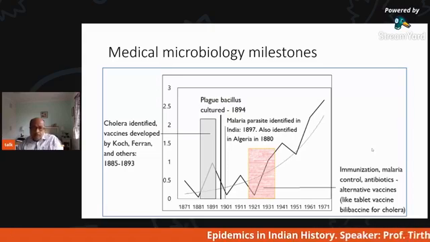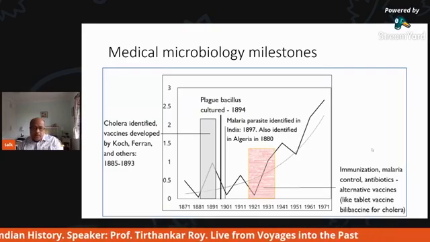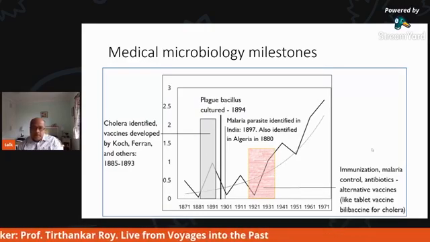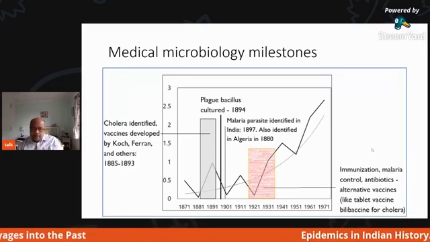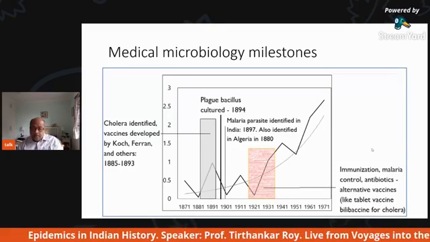Malaria parasite fever was an extremely common phenomenon all over India, but it also had a connection with famines or food shortages. Malaria parasite was identified in India in 1897 by Ronald Ross. It was also identified in Algeria almost at the same time, a little before that.